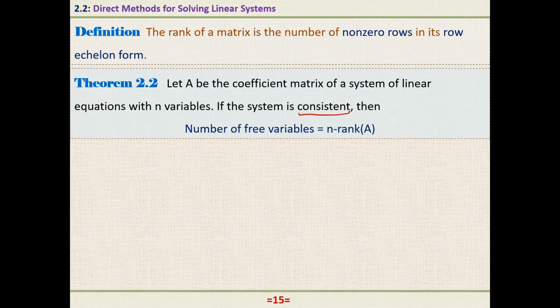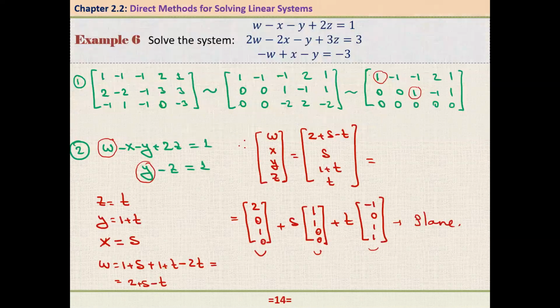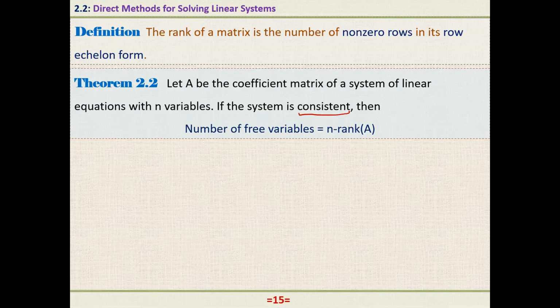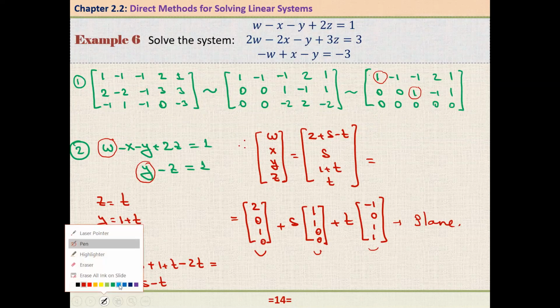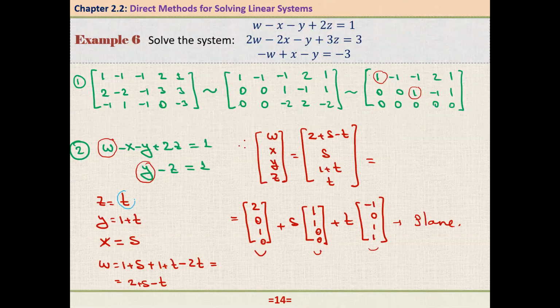Then the number of free variables is equal to n minus rank of A. Okay? And immediately if you just move back to the previous question, for example, how many free variables do we have here? As you see here, we have this t, the first free variable, and s, the second free variable, right? And how many variables, I mean unknowns, do we have here? Here we have 1, 2, 3, 4, except for the augmented column, right?